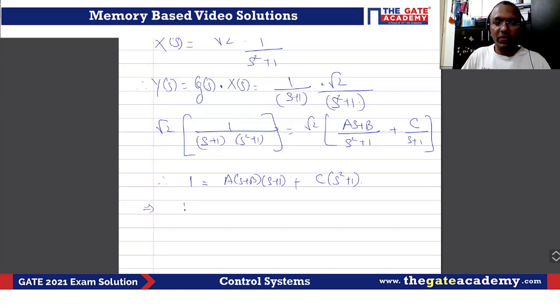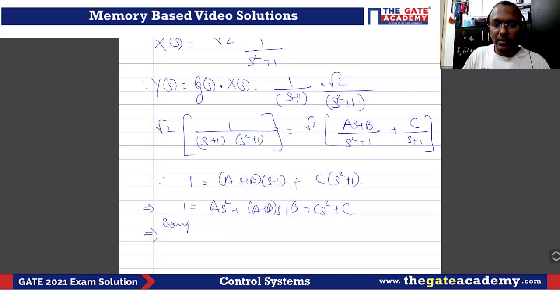Upon further simplification, what we get? As plus b, sorry. As plus b into s plus 1, so a s square plus a s plus b s plus b, correct? Plus c s square plus c. So if I compare the coefficients of this polynomial, here we have a polynomial in s, here it's a constant. So if I compare the coefficients of s square on both sides, what will we get?